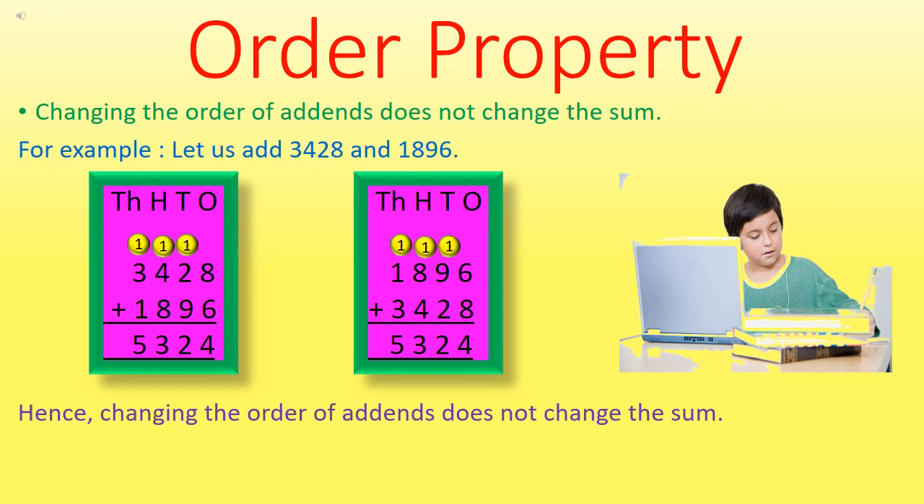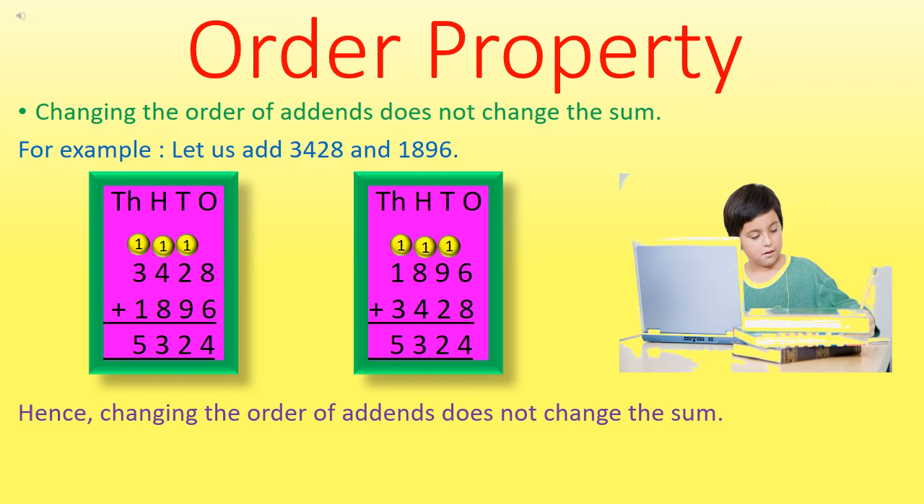So we get the answer 5324. Here we have added 3428 first and then 1896. And we got the answer 5324. Now let's change the order of the numbers.